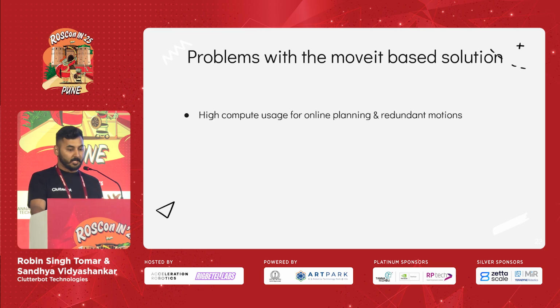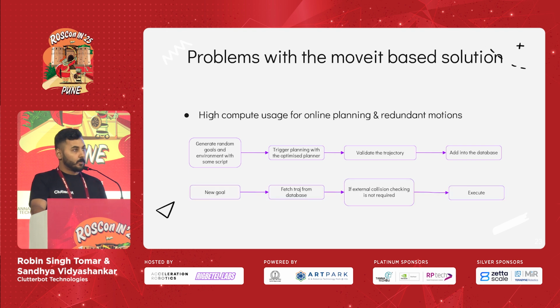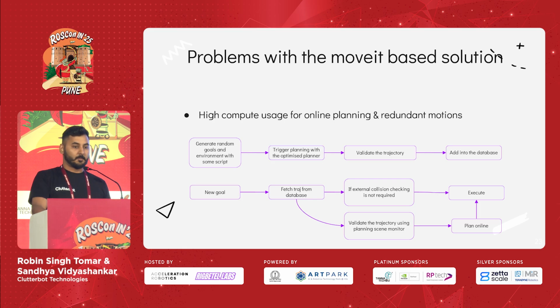The second thing was high compute usage and redundant motions. As I talked about earlier, by default the fast planners in MoveIt are sampling based, and sampling-based planners have a tendency to produce redundant motions. If you want optimized motions, then you can either constrain those samplers, or use other planners which are optimization-based, but they take a lot of time, and you cannot use them in online planning. So what you can do is use the trajectory caching feature in MoveIt.